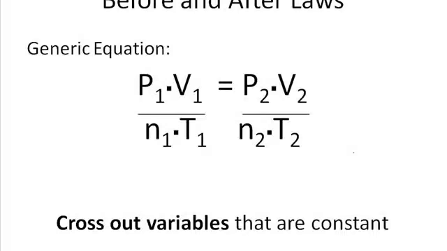Today we're going to talk about before and after gas laws. And here's your generic equation. You have P1 times V1 over N1 times T1 equals P2 times V2 over N2 times T2. Any variables that are constant in a problem, you simply cross them out and that's your equation.